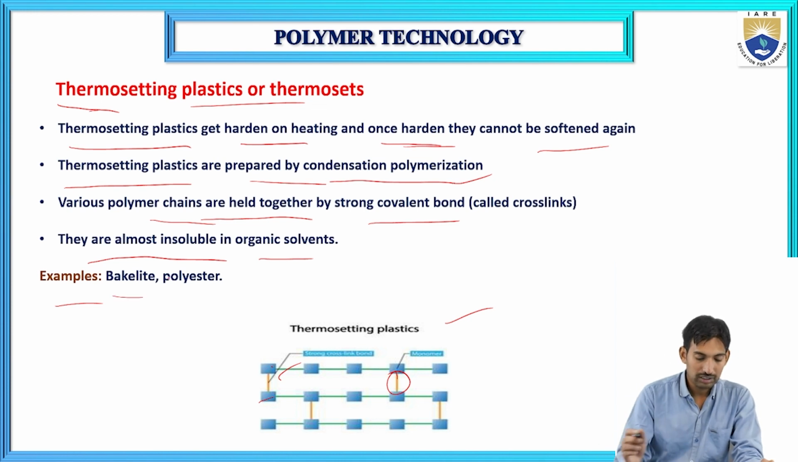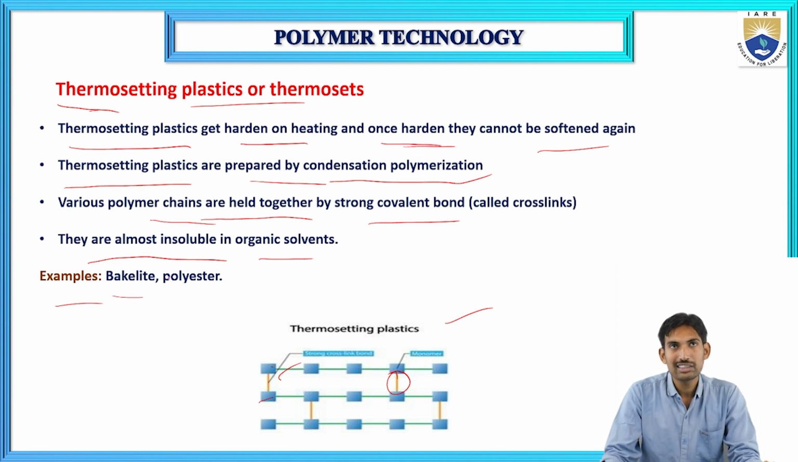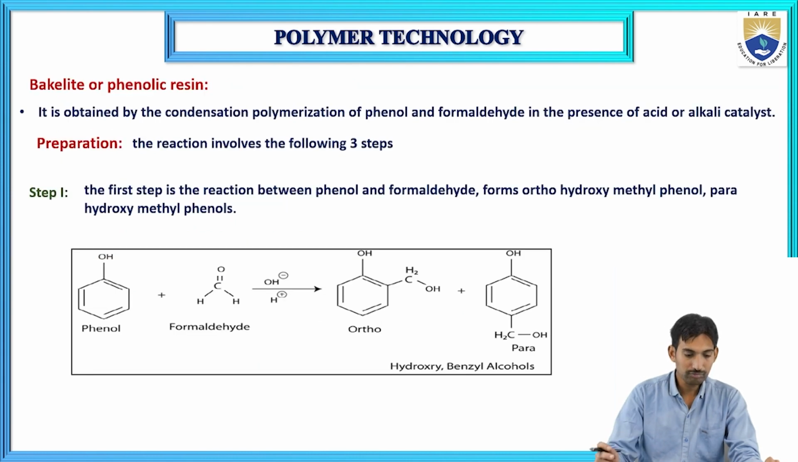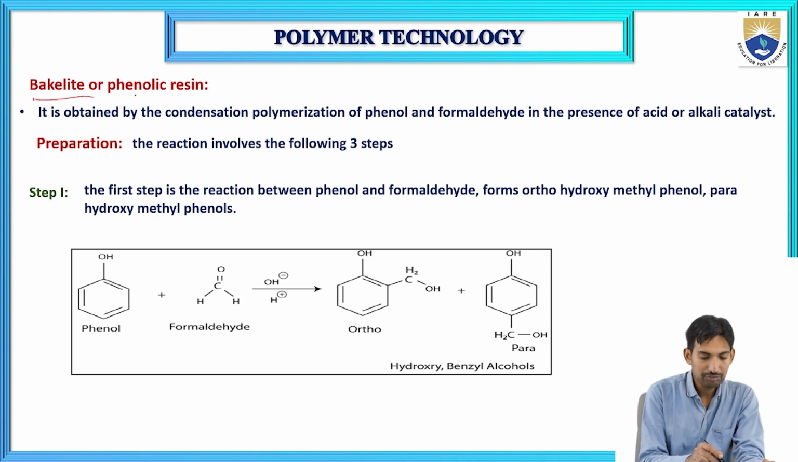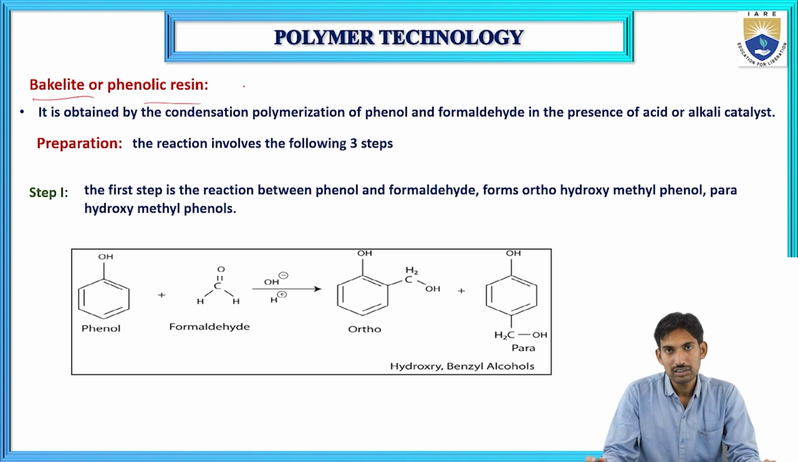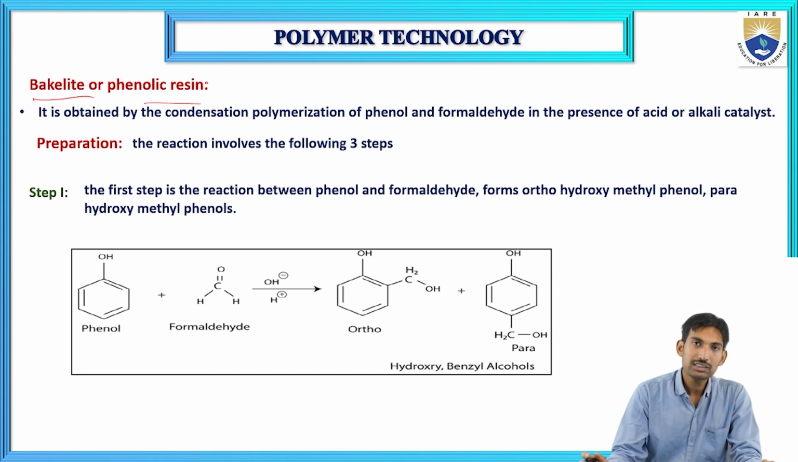Bakelite and polyesters are examples of thermosetting plastics or thermosets. The Bakelite, or phenolic resin. Bakelite's other name is phenolic resin. These are examples of thermosetting plastics.